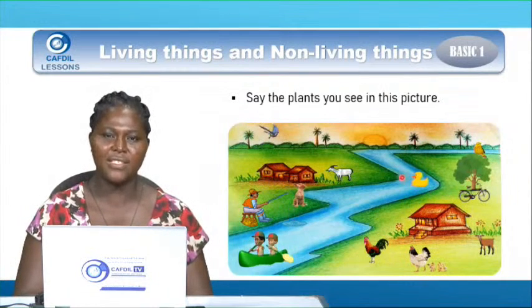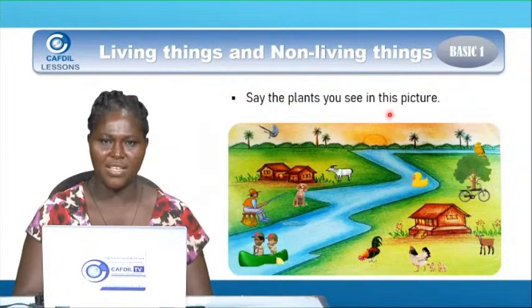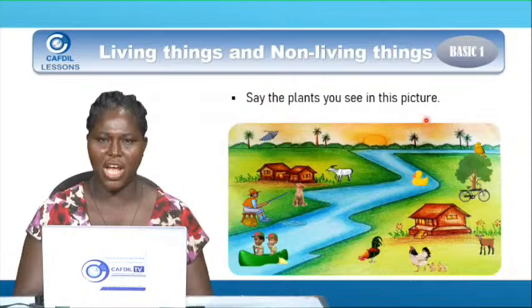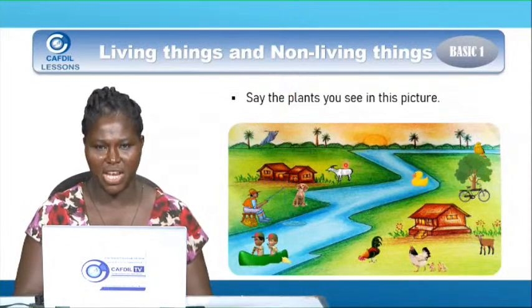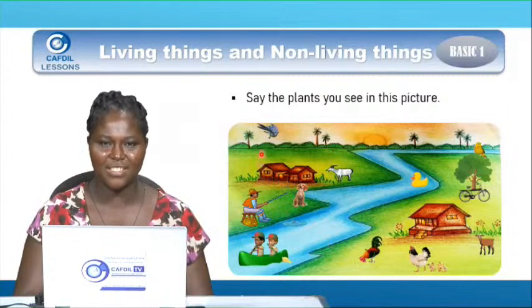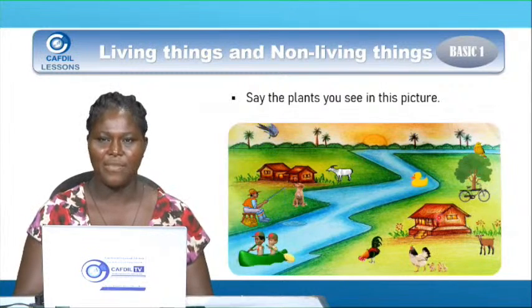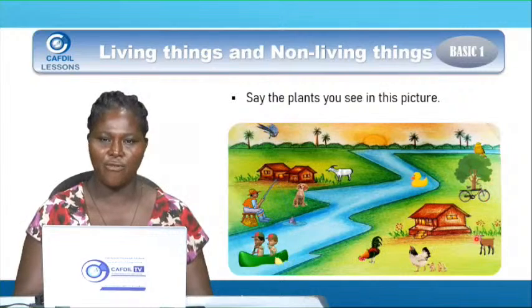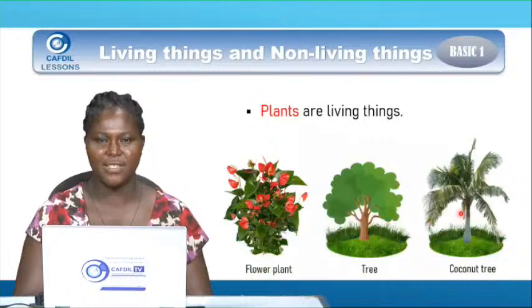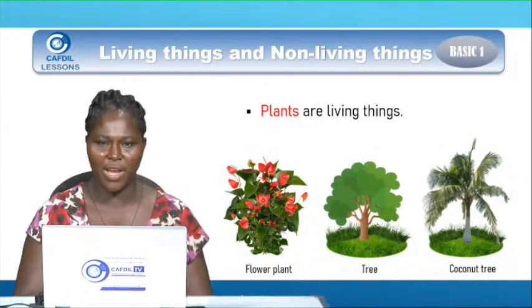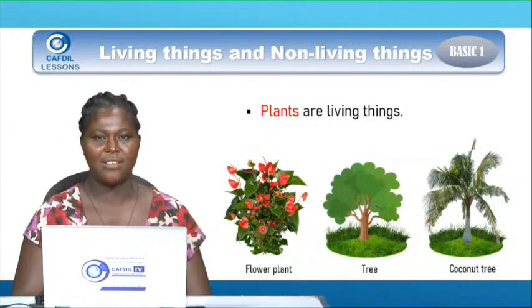So learners, let's say the plants you see in this picture. Say the plants you see in this picture. So let's look at it. We have the coconut plants there. We have the tree also there. We have flowers also there. So let's look at it. So we saw flowers. So flower plants.